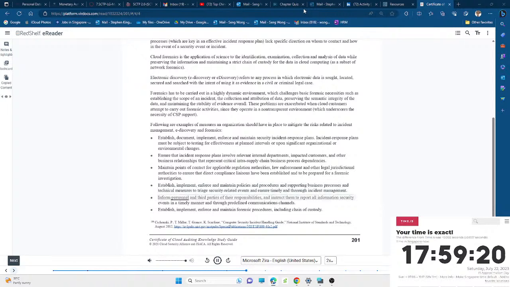Inform personnel and third parties of their responsibilities, and instruct them to report all information security events in a timely manner and through predefined communications channels. Establish, implement, enforce, and maintain forensic procedures, including chain of custody.